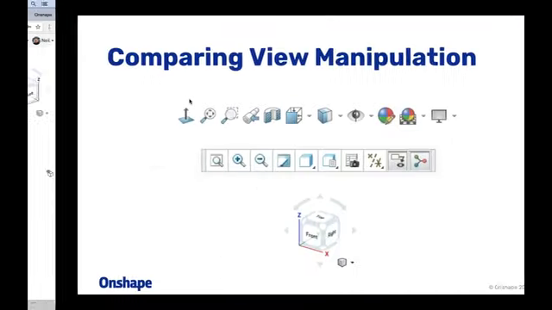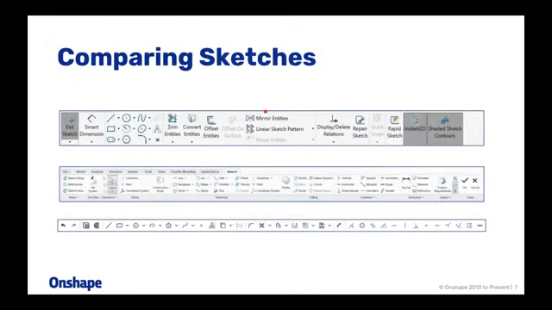Okay, let's jump back here. So we'll just do three main areas of comparing different ways you can sketch, comparing different ways we create features, and comparing different ways that we create assemblies. Now, if we take a look at a screen grab of the three toolbars for the three different products, you can see that there is a lot of the Creo one in the middle. There is probably the busiest.